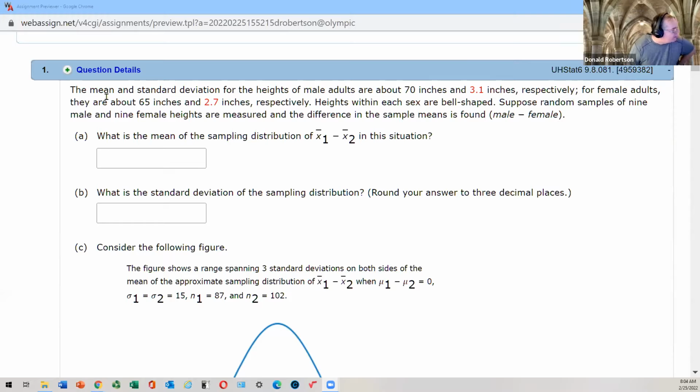Let's go. Right, the mean and standard deviation for the height of male adults are about 70 inches, and the standard deviation is 3.1. So I'll write that down. For males then, the mean is 70 inches and the standard deviation is 3.1. For females, the mean height is 65 and the standard deviation for the females is 2.7. Okay.